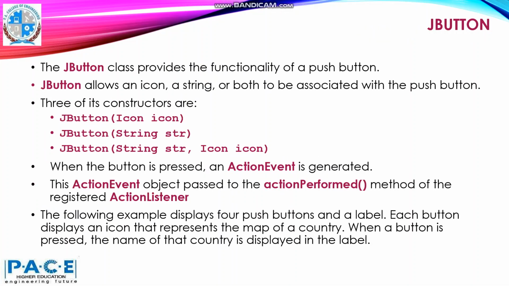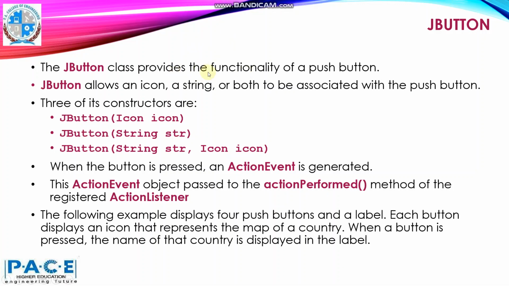Now here we'll be discussing the JButton. The JButton class provides the functionality of a push button. JButton allows an icon, a string, or both to be associated with the push button. So on the push button you can have a text, you can have an icon, or you can have both the text as well as the icon.